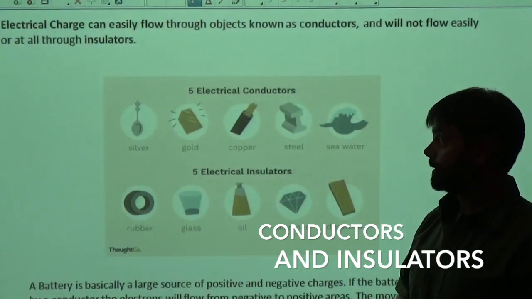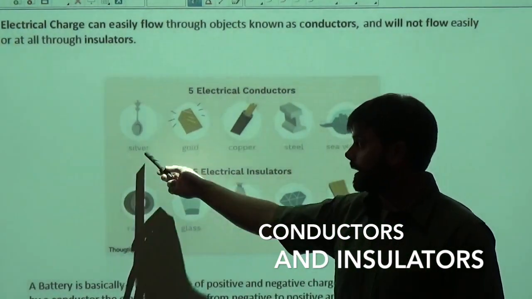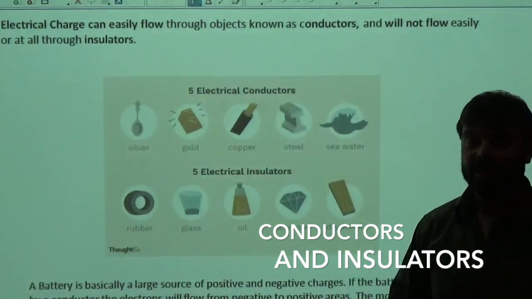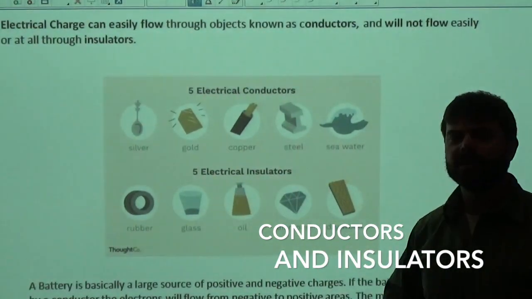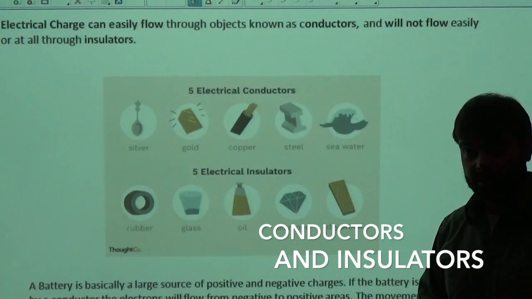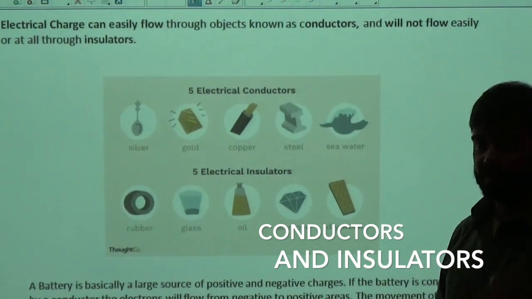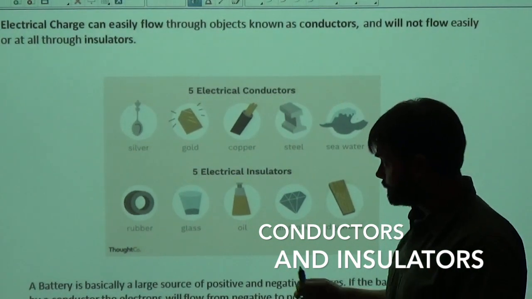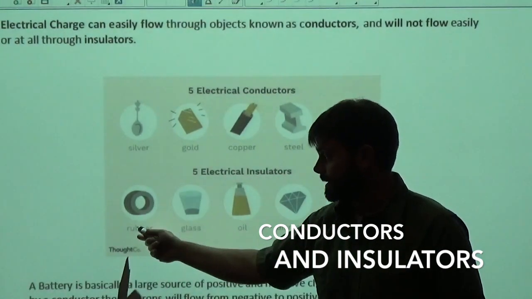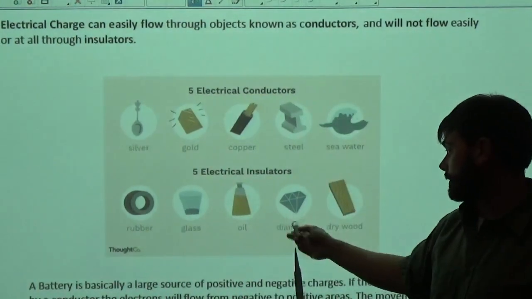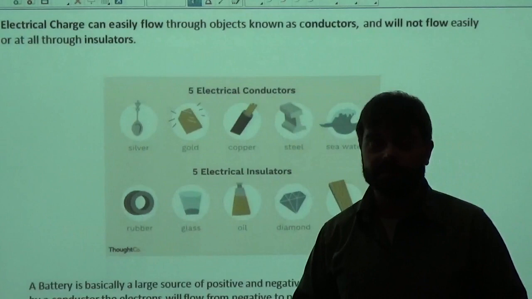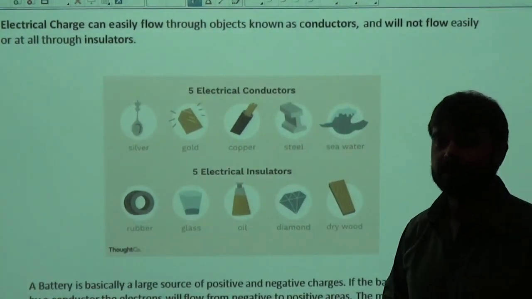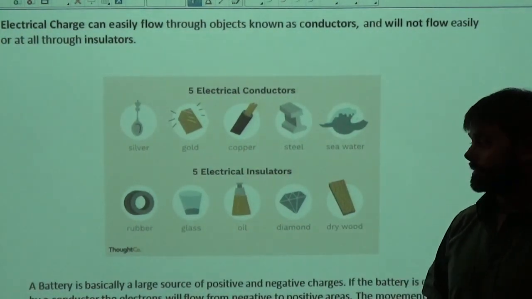And some of the things that are very good conductors are normally metals: silver, gold, copper, steel, and seawater. And seawater, you might think, well, that's kind of weird. It's the fact that there's salt in it. Water can be a conductor too, but if you put salt in it, it helps the conductivity. And then electrical insulators: rubber, glass, oil, diamond, and dry wood. There's other things, obviously, that are insulators, but these are some of the most common.